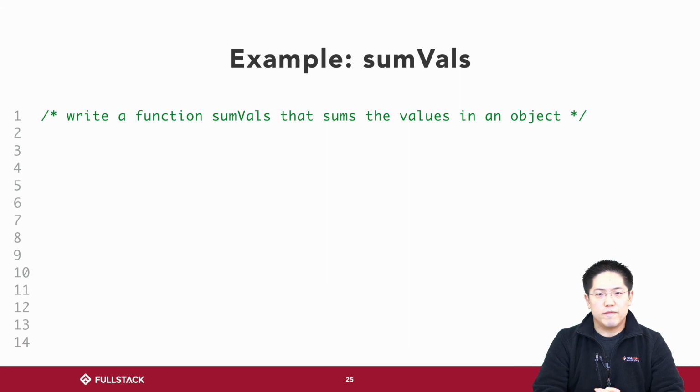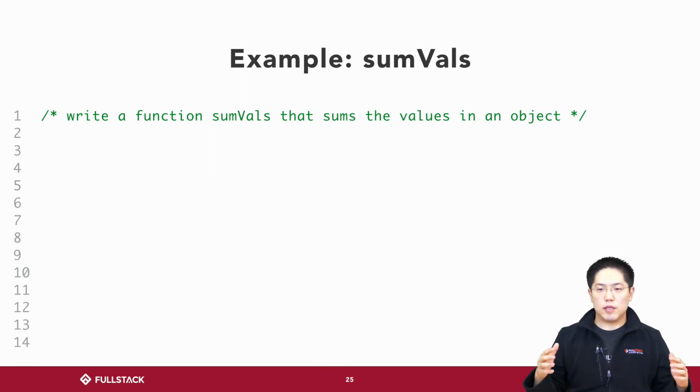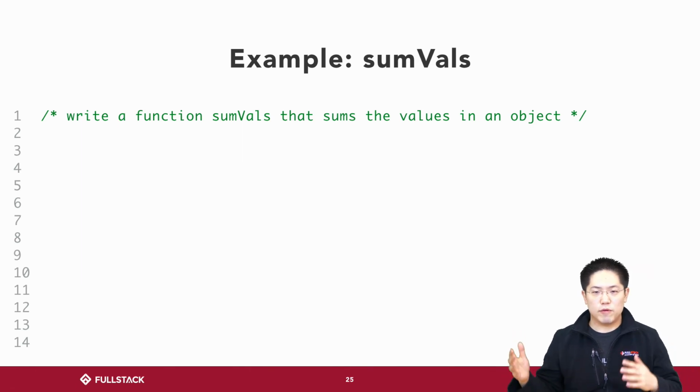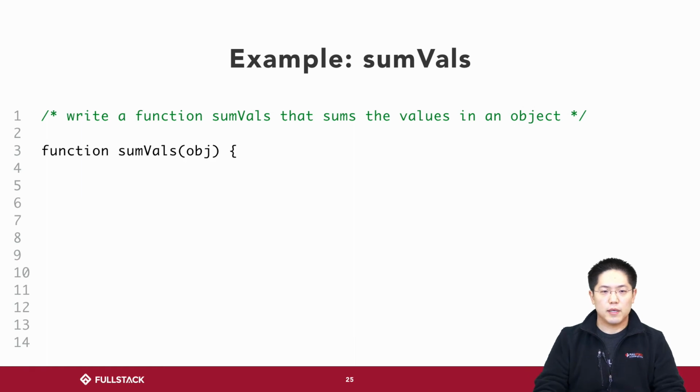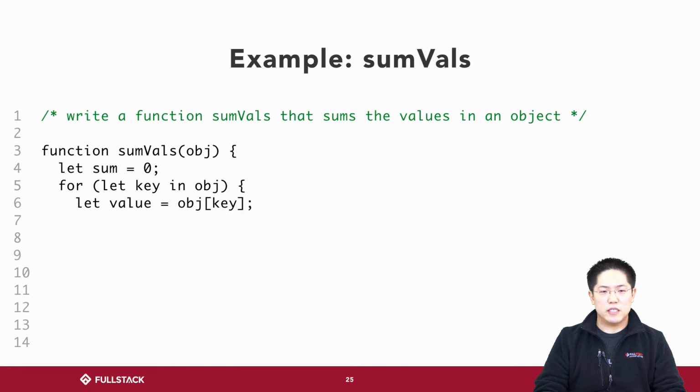So let's look at sumVals. What sumVals will do is sum all the values in an object. We have an object of keys and values, and let's say those values are numbers, and we want to add up all the numbers in our object. For example, let's say the keys are different classes, and each value is a number of students. We can add up all the values to get the total number of students in our school. So here's a function. We create a sum of 0, for all the keys in the object, get the value, add it to the sum, and then return that sum.